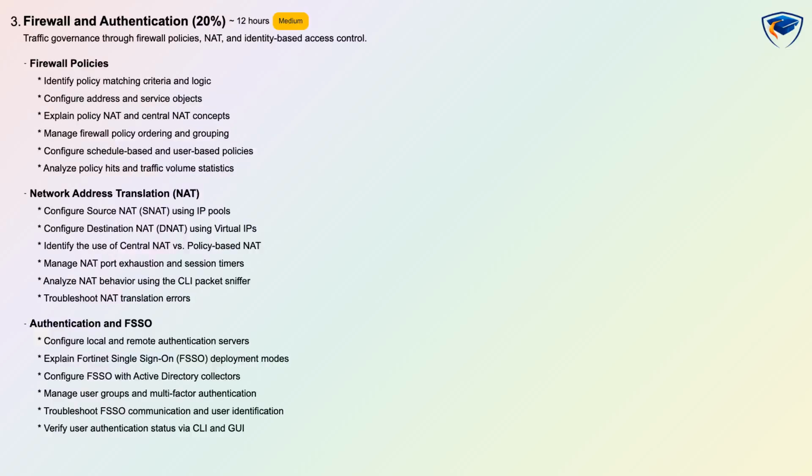Firewall and authentication is 20%, rated medium, and recommends about 12 hours of scenario-based practice focusing on traffic governance and identity-based access control. You will master firewall policy matching logic, configure address and service objects, and implement NAT including source NAT with IP pools and destination NAT with virtual IPs while understanding central NAT concepts. Authentication topics include local and remote servers, Fortinet single sign-on deployment with Active Directory collectors, multi-factor authentication, FSSO troubleshooting, and methods to verify user authentication via CLI and GUI.